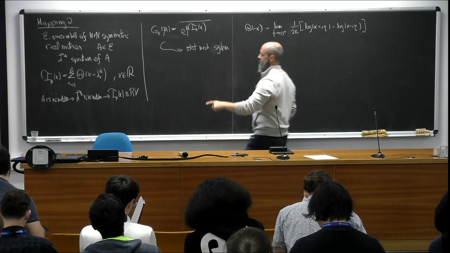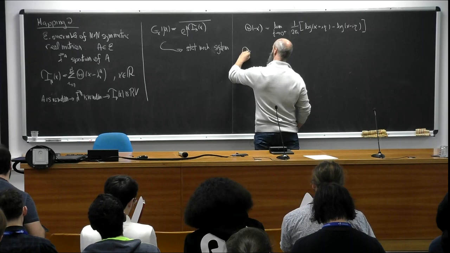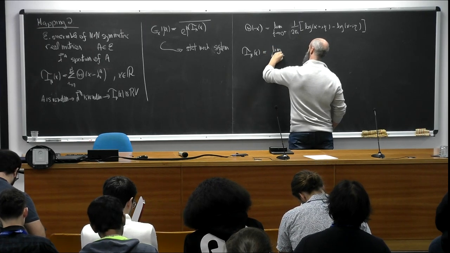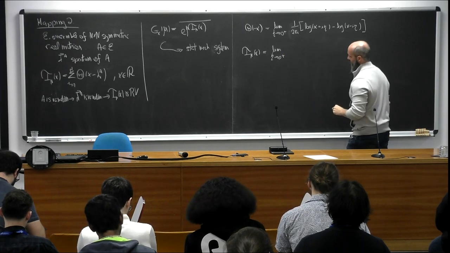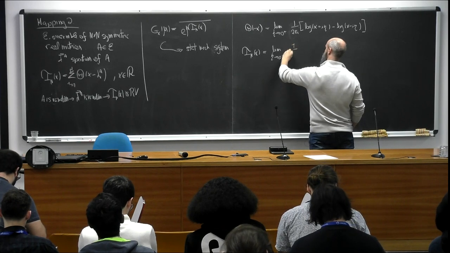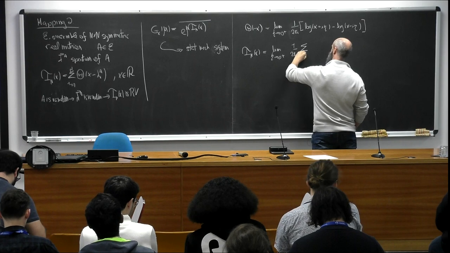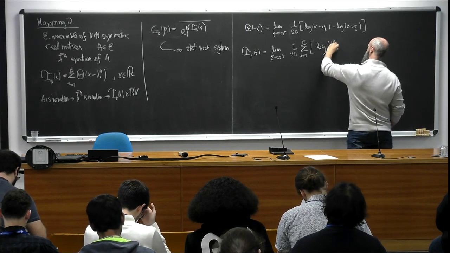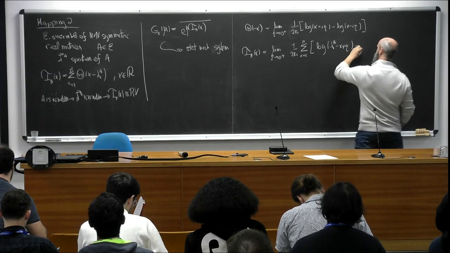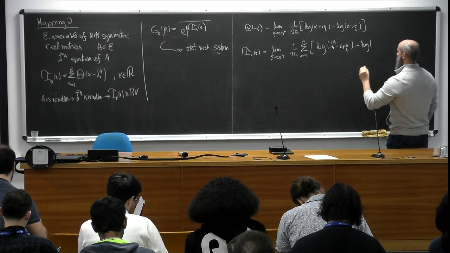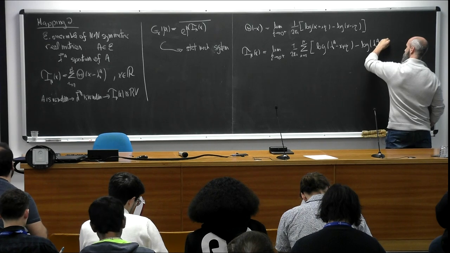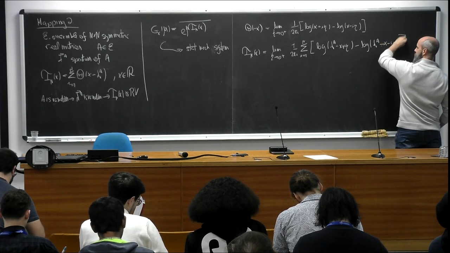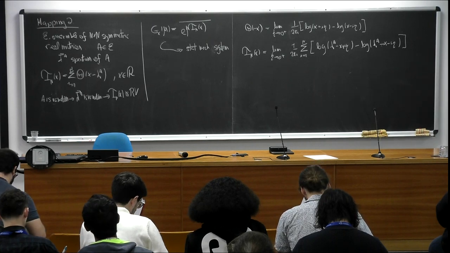So if I use this expression over here, this means that the number of eigenvalues to the left of x can be written as the limit of eta going to 0 plus of 1 divided by 2 pi i of the sum i from 1 to n of the logarithm of lambda i of A minus x plus i eta minus the logarithm of lambda i of A minus x minus i eta. Yeah? Very good.